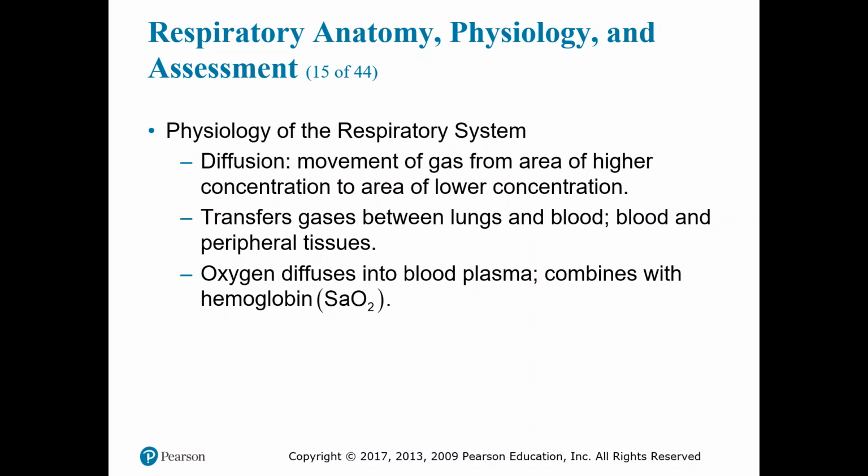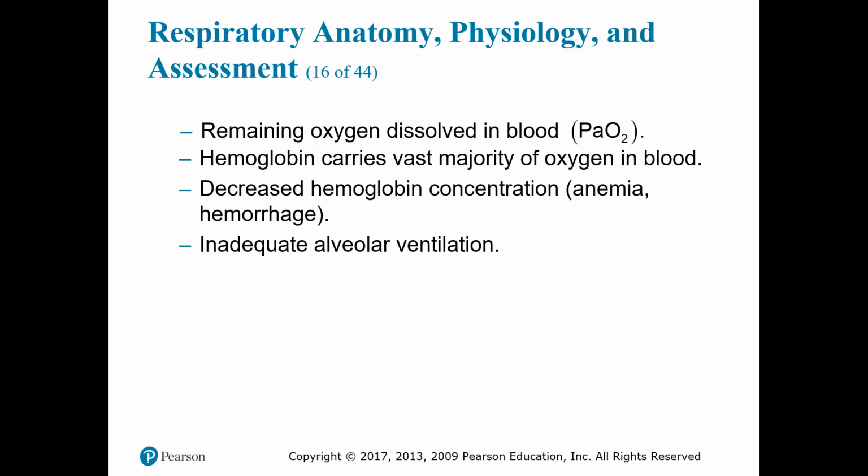CaO2 equals SaO2 times hemoglobin times 1.34 plus 0.003 times the PaO2, where CaO2 is the arterial oxygen concentration, SaO2 is the hemoglobin's oxygen saturation, and HGB indicates the amount of hemoglobin present.